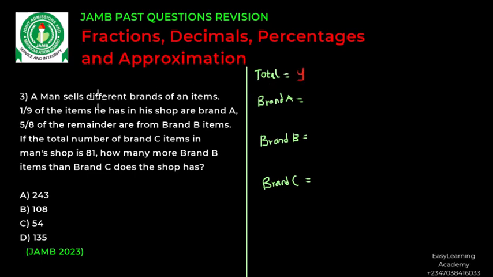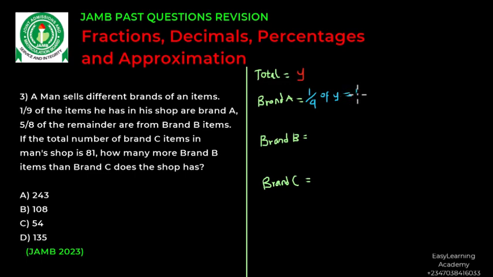We are told that 1/9 of the items he has in the shop are brand A. So brand A is 1/9 of the total items. What we're going to do is put it down in English first, then change it to mathematics: 1/9 of Y, where Y is the total number of items.